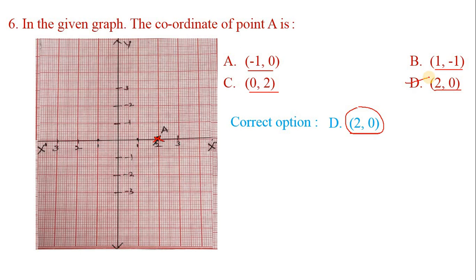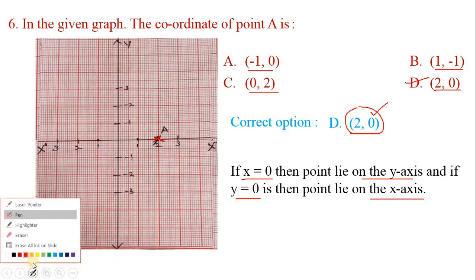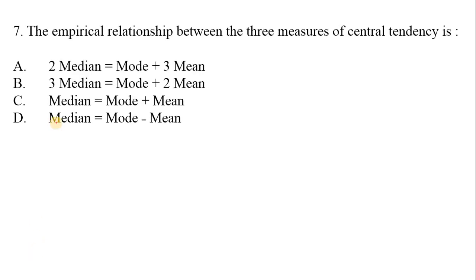That is option D. In 9th standard, in coordinate geometry, you studied that if x equals 0, then the point lies on the y-axis, and if y equals 0, then the point lies on the x-axis. So your point is lying on the x-axis, hence the y value should be 0. Hence we have taken 0 here. Hence option D is the right answer. Next, let us move on to the next question.